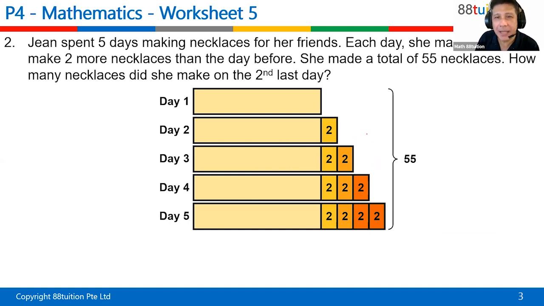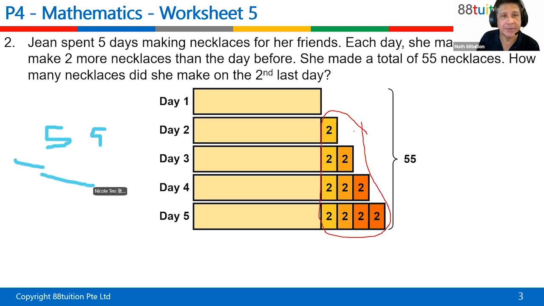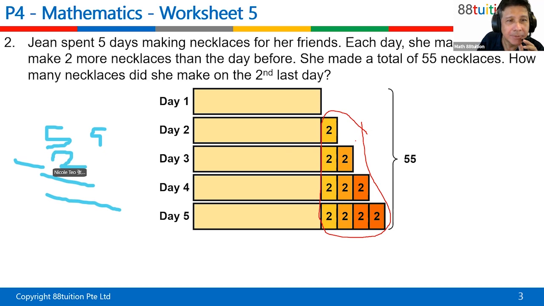So Nicole, I would like you to help me count how many 2s there are here. The total is actually 55, but I need to know how many 2s. Are you able to tell us how many 2s? We can actually count and find how many.